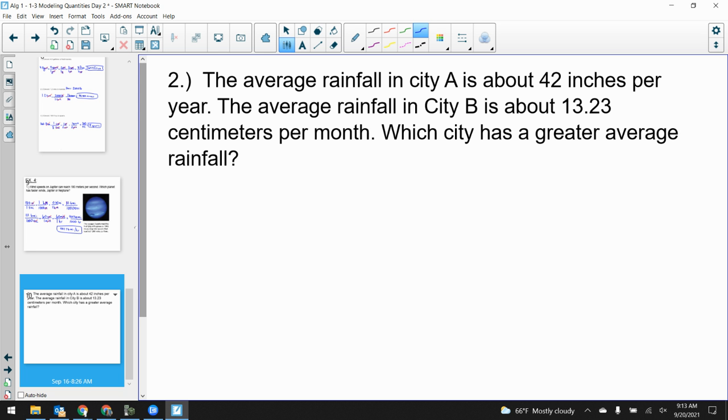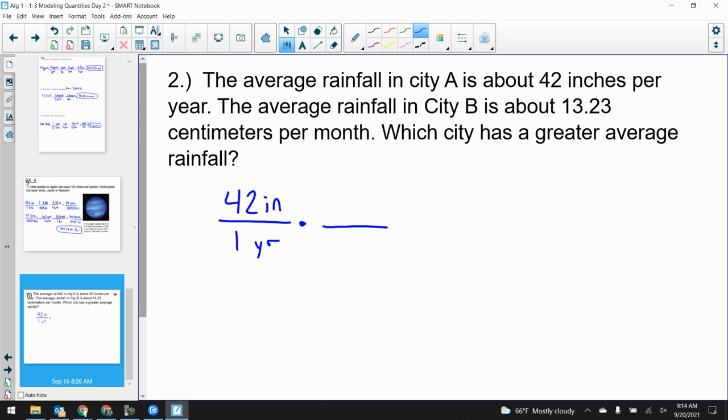We got 2 cities, City A and City B. And City A has its measurements in inches per year. This must be in America. And then City B is calculating it in centimeters per month. This one must be in like Europe or something. Somebody that uses metric. So we're going to change City A, 42 inches per 1 year, and turn that into centimeters per month. Okay, so let's change inches to centimeters.